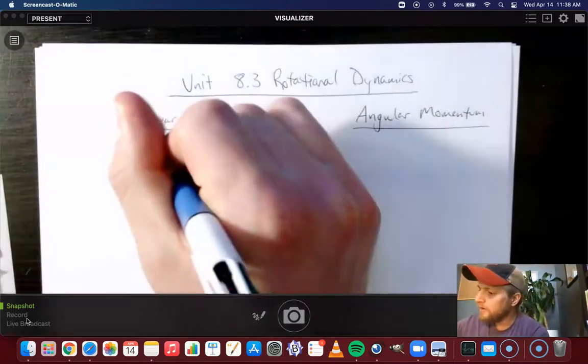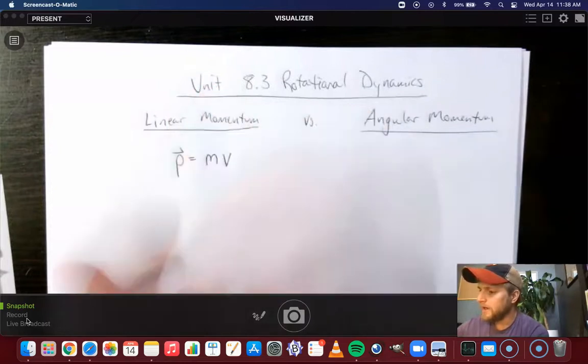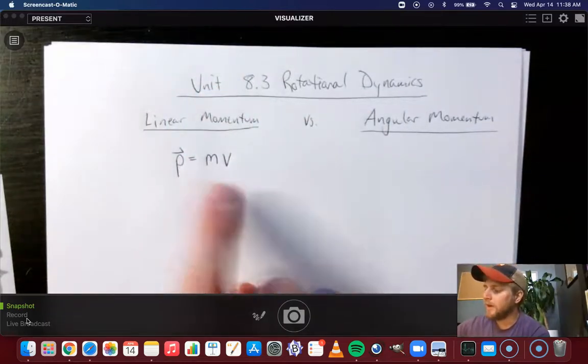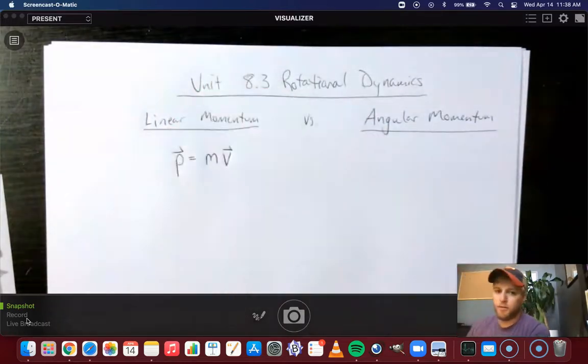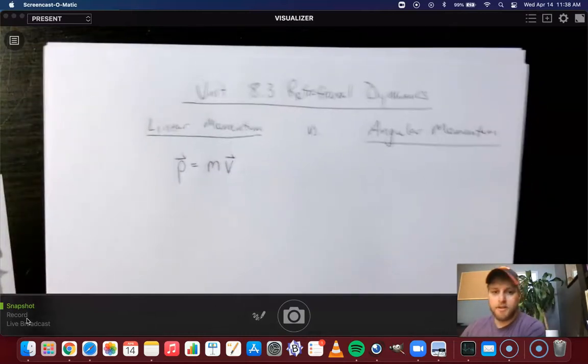So the definition of linear momentum is P equals mv, that's the momentum is equal to the mass times the velocity, reminding ourselves that both momentum and velocity are vector quantities.